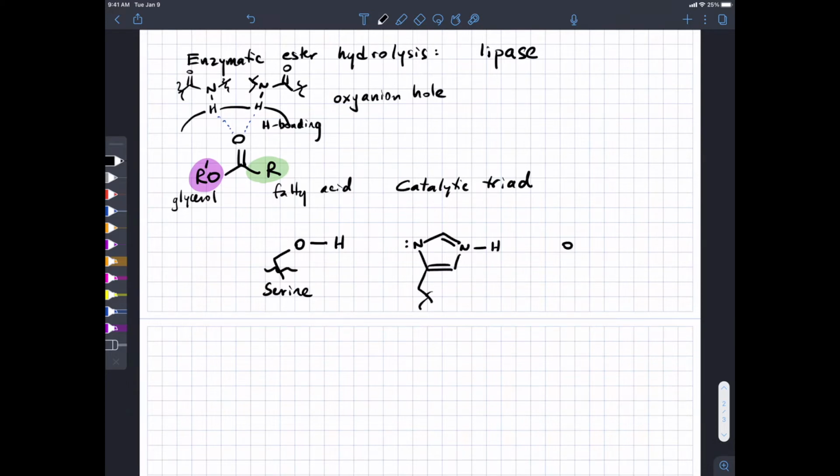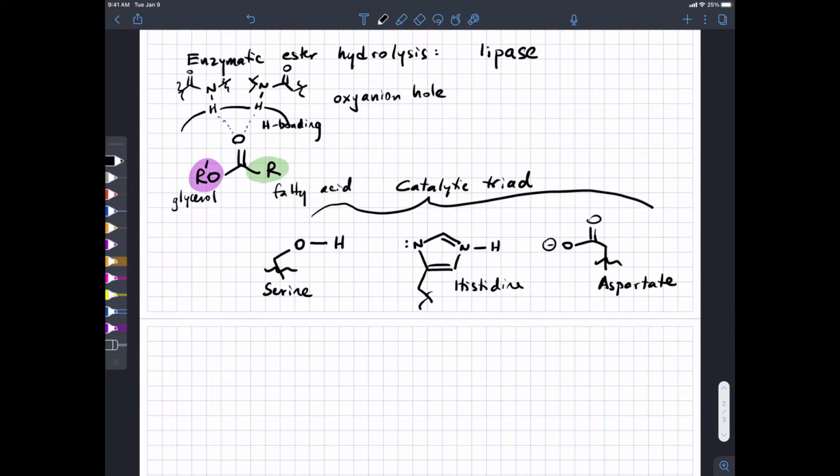And then this amino acid is called aspartate. It's the conjugate base of aspartic acid. Okay, so these residues are all located very close to each other, and their proximity and their presence in the active site allows for things to happen that you wouldn't necessarily normally expect. In other words, pKa's of functional groups can be different in an enzymatic active site.